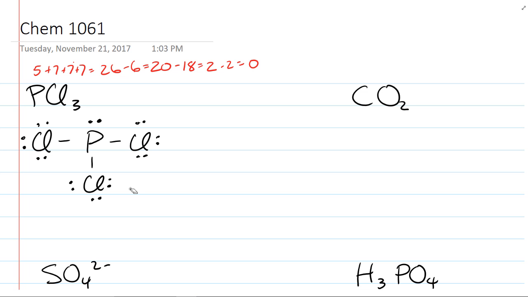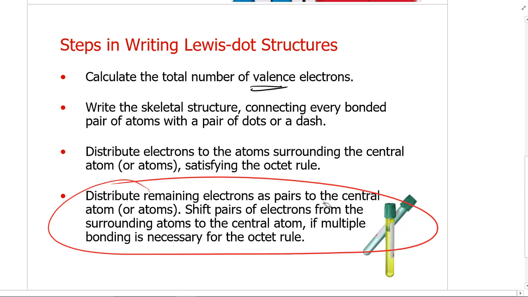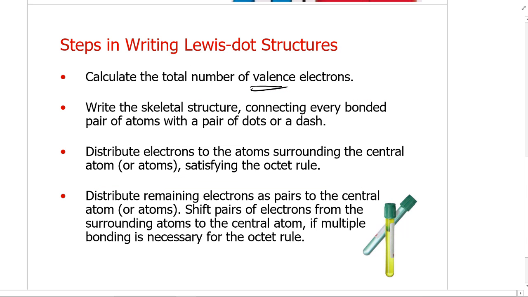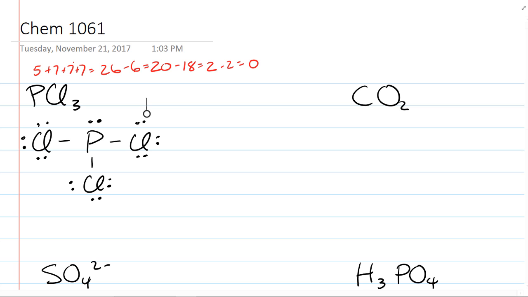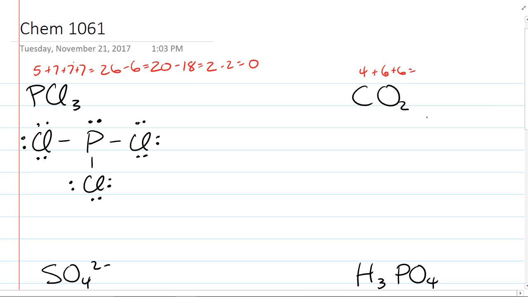Okay, let's try carbon dioxide, CO2. Again, we're going to follow the steps sequentially. So the first thing we're going to do is to write or calculate the total number of valence electrons. So in CO2, carbon's going to have how many? Each oxygen will have how many? 6. And again, that comes from their position on the periodic table. 4 here, 6 here.